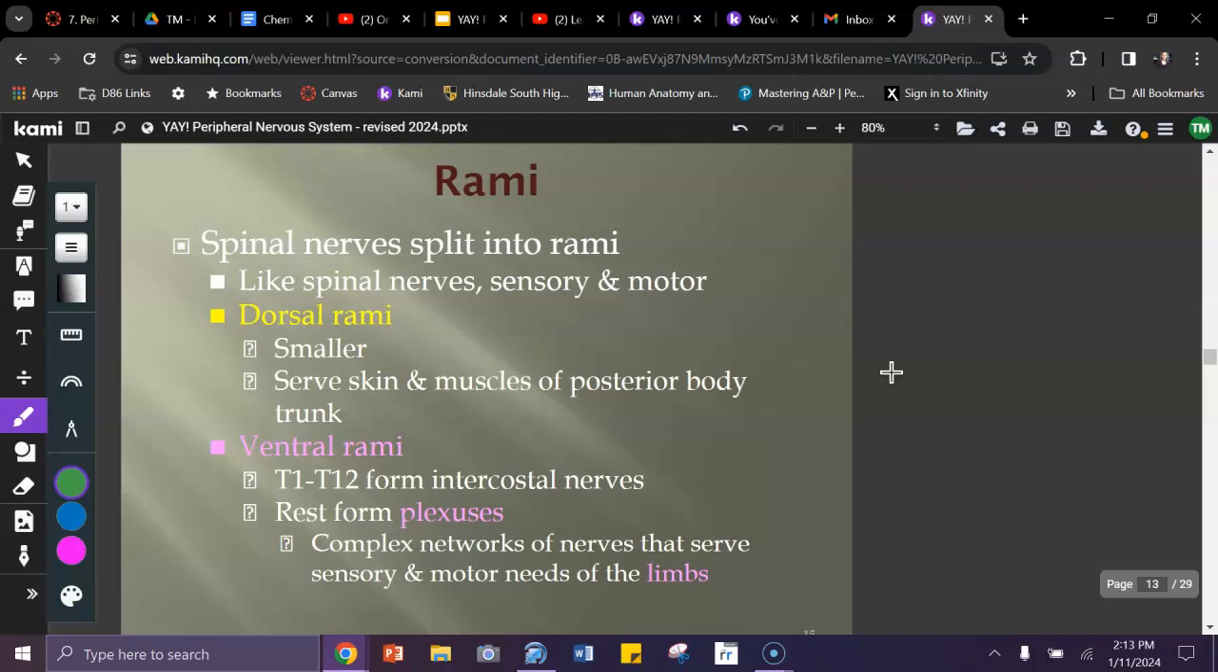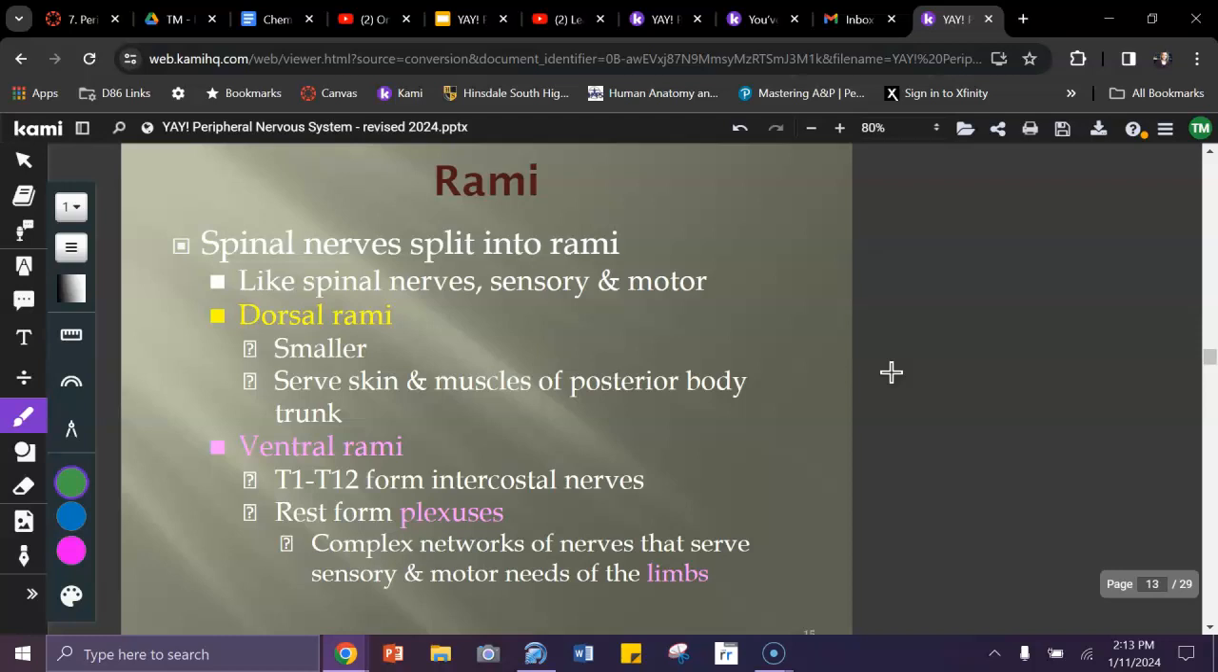The rami are also mixed. So they're going to contain both sensory and motor fibers. The dorsal rami, the ones that are going to flip around to the back of the body, are going to innervate the skin and the muscles of the posterior body trunk, while the ventral rami in the thoracic area, the ones that arise from T1 through T12, they are going to form what are called intercostal nerves.